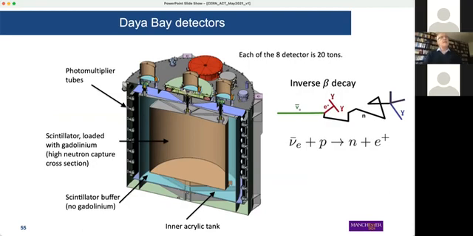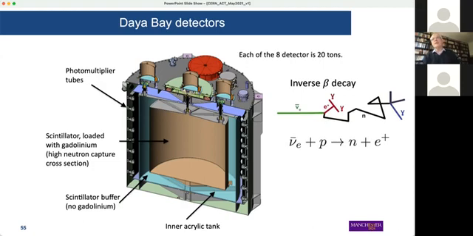The way the detector works is this is a scintillator detector, which is loaded with gadolinium. You often do that in order to get high neutron capture cross sections. This is because the process we are looking for is inverse beta decay, as it is shown here. So the anti-nu E hits a proton, and the reaction produces a neutron and a positron.